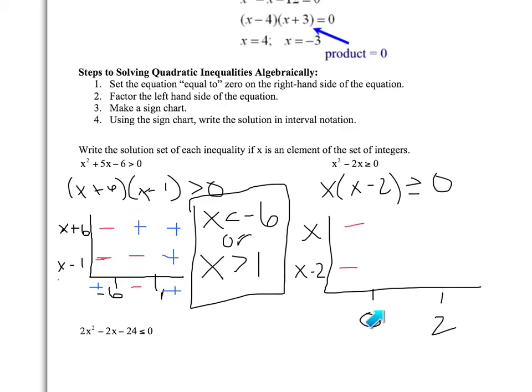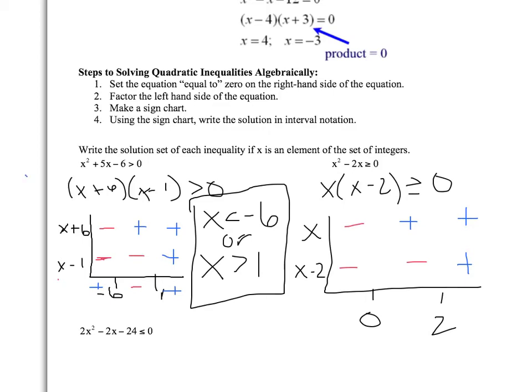Now I choose a number between 0 and 2, so maybe I choose 1. When I pick 1 and I plug it into the first factor, I get a positive answer. And when I plug 1 into the second factor, I get a negative answer. Now I choose a number bigger than 2, maybe 3. When I plug 3 into the first factor, I get a positive answer. When I plug 3 into the second factor, I also get a positive answer.